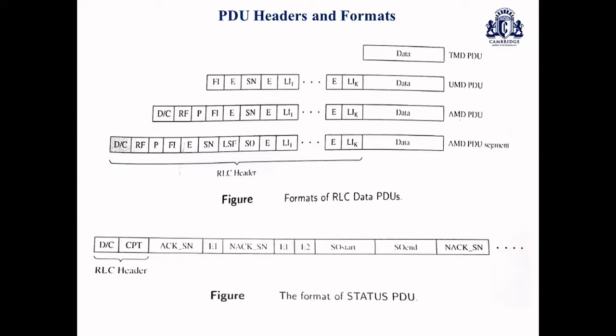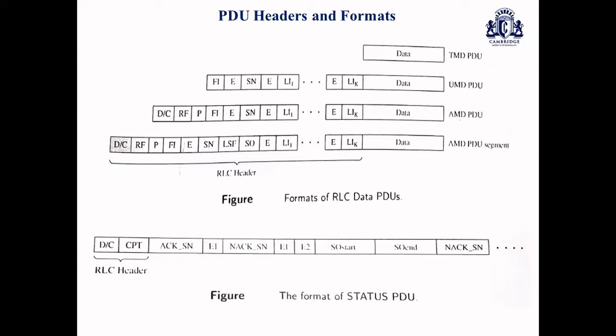So what are these? FI is the framing information field, which indicates whether an RLC SDU is segmented at the beginning or at the end of the data field. LI is the length indicator, which indicates the length in bytes of the corresponding data field element. The E field is the extension bit, which indicates whether the data field follows or a set of E and LI fields follows.